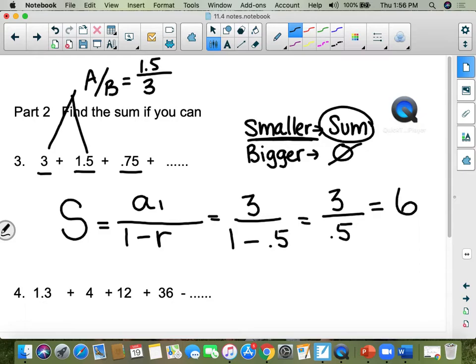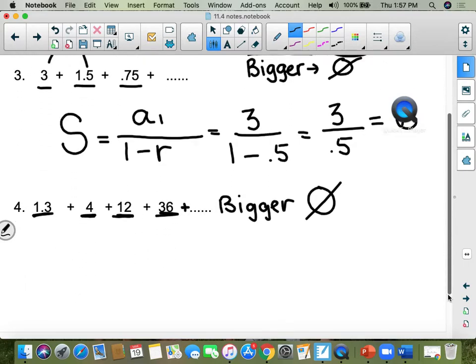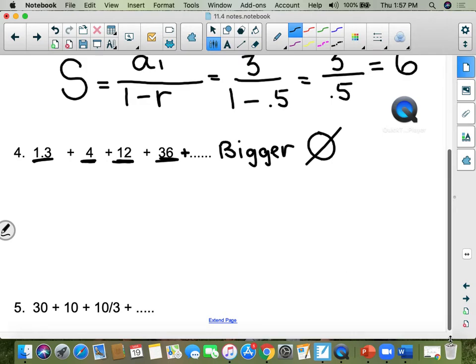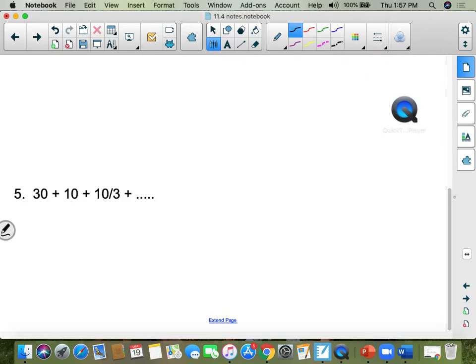The next one, what are these numbers doing? 1.3, 4, 12, 36. These numbers are getting bigger. No sum. I think we have one more, and I think we're done with today's assignment. Are these numbers getting smaller, or are these numbers getting bigger? Yep, they're definitely getting smaller. If they're getting smaller, we can find the sum.